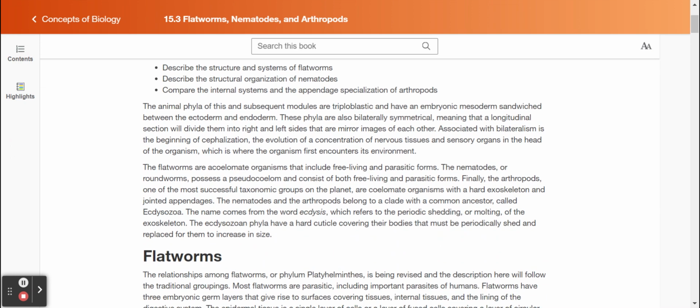The animal phyla of this and subsequent modules are triploblastic and have an embryonic mesoderm sandwiched between the ectoderm and endoderm. These phyla are also bilaterally symmetrical, meaning that a longitudinal section will divide them into right and left sides that are mirror images of each other. Associated with bilateralism is the beginning of cephalization, the evolution of a concentration of nervous tissues and sensory organs in the head of the organism, which is where the organism first encounters its environment.